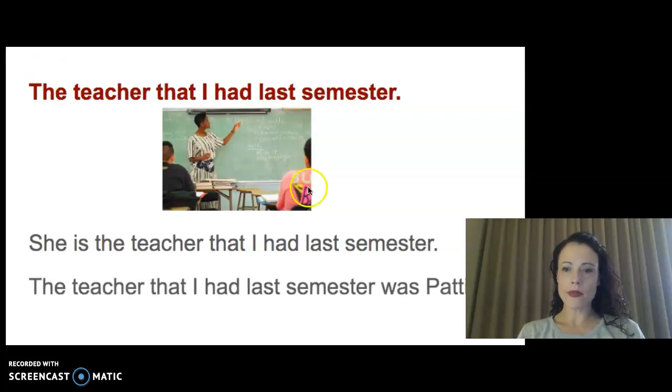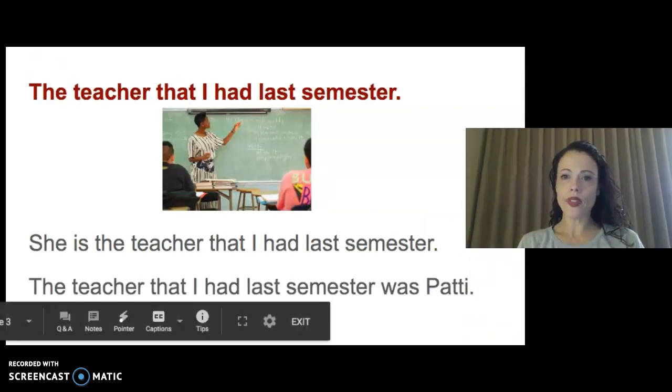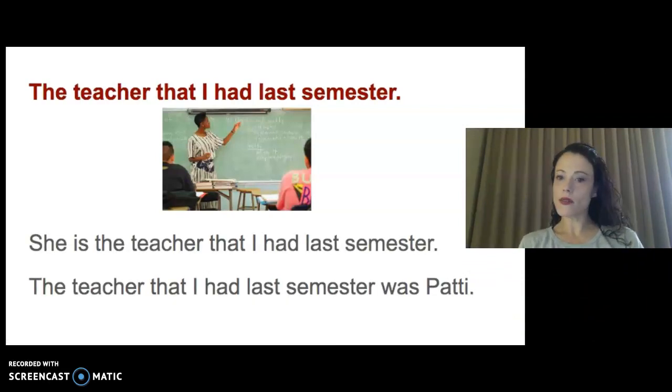Or maybe something like this. The teacher that I had last semester was Patty. So you have your subject teacher, and all the way at the end of the sentence with was, you have the verb that matches that subject. So now you have two subject-verb combinations, and that's what you need for an adjective clause sentence.